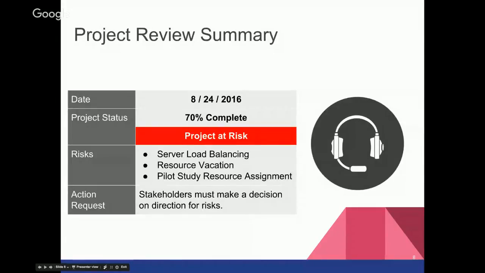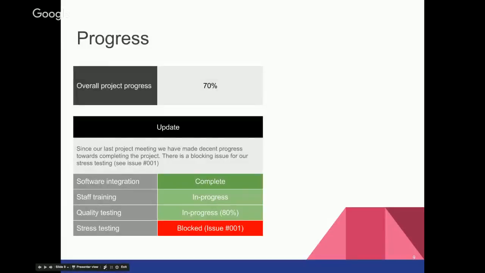So just a quick project review summary. The project status is about 70%, and currently we are flagged as red. We are a project at risk. The risks are server load balancing issues. We have resources going on vacation and requesting vacations, which is going to dramatically decrease the resources available to complete some tasks. And then we have pilot study resource assignment that we need to handle. The action that we're looking for from here is stakeholders to make a decision on what direction we need to go for handling these risks.